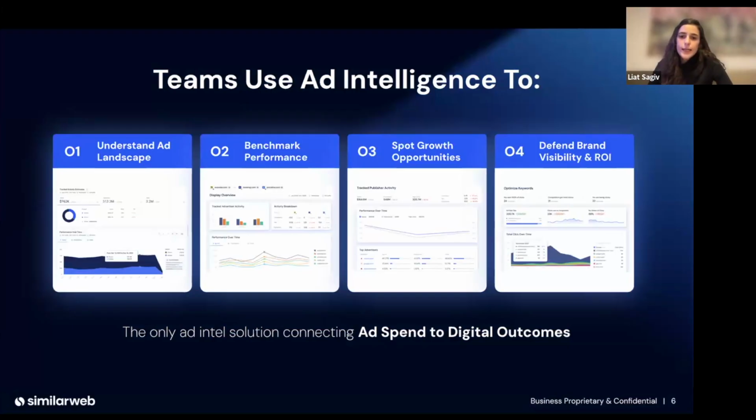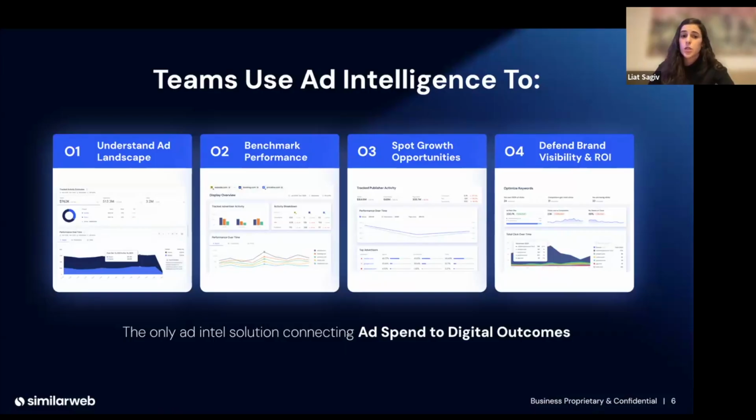This session will highlight Ad Intelligence, our newest suite to the Web Intelligence solution. And we wanted to share with you 4 top use cases where teams actually use Ad Intelligence. The first one is to understand the ad landscape. When you see all these channels in one view, you can really understand what your competitors are doing, where they're doing it, where they're spending, and the outcomes of it.